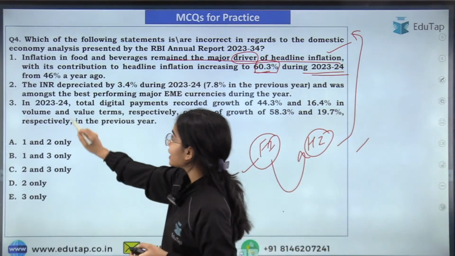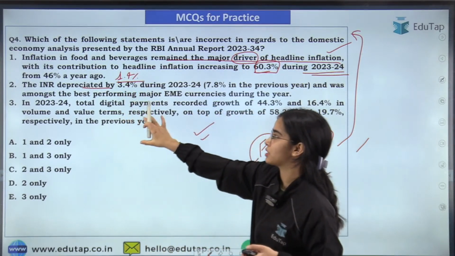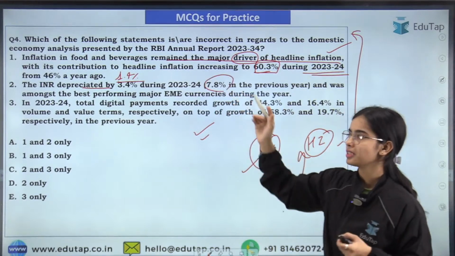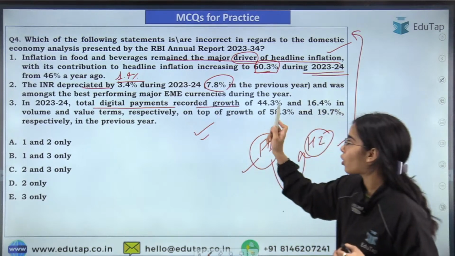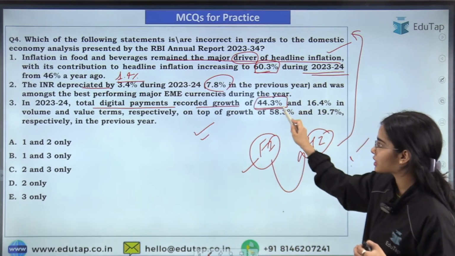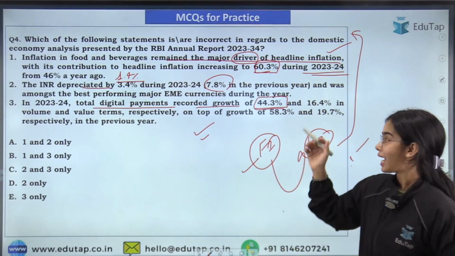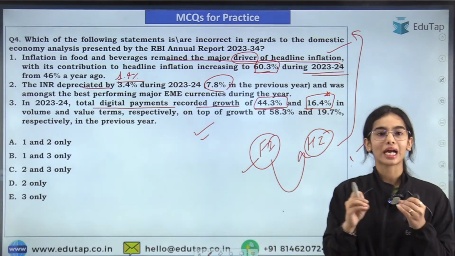Okay, the INR depreciated by 1.4% during 2023-24 as compared to 7.8% in the previous year. In 2023-24, total digital payments recorded growth of 44.3% in terms of volume. So volume is always greater, and in terms of value the growth is 16.4%. So that is also correct.